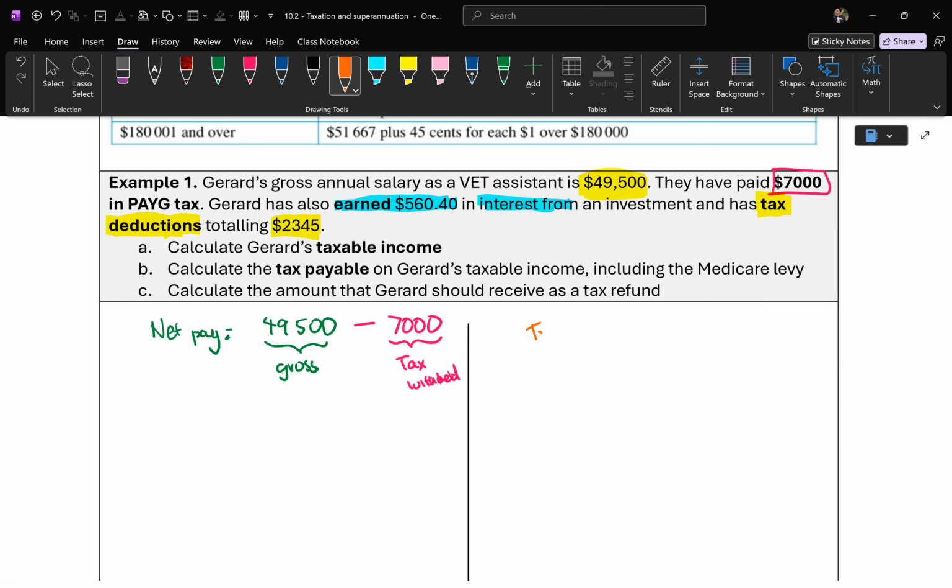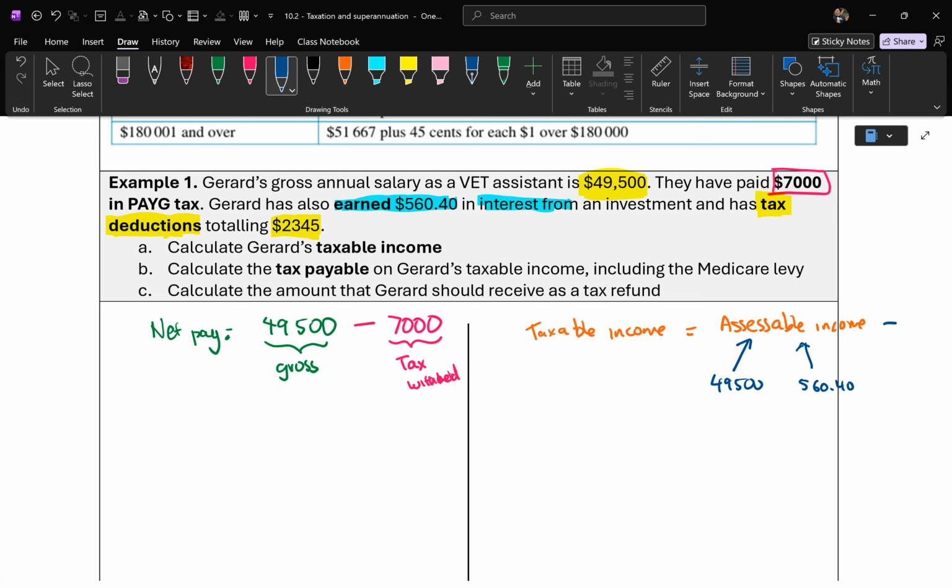So remember, taxable income. In order for them to calculate how much tax you truly owe, they need to see, well, how much money do you get in first? Assessable income. So this is on the second page I gave to you. How much do you actually earn? So he earned $49,500 as his day job or main job, but he also earned in interest $560.40.